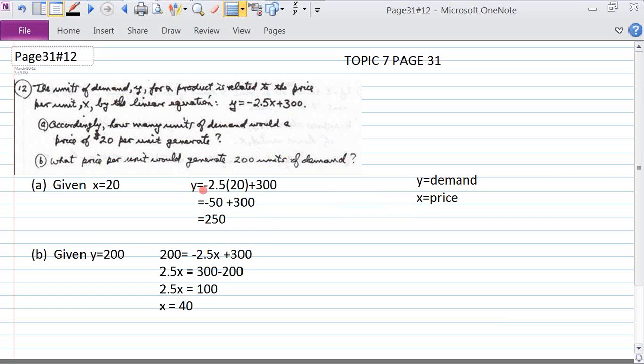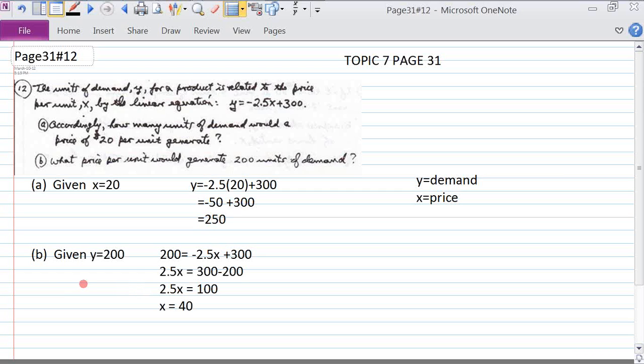So Y equals minus 2.5x, which is 20, because we're given that right here, and plus 300. Minus 2.5 times 20 is minus 50, plus 300 gives us $250. So we now know that if the price of a unit was $20, it would generate 250 units of demand.